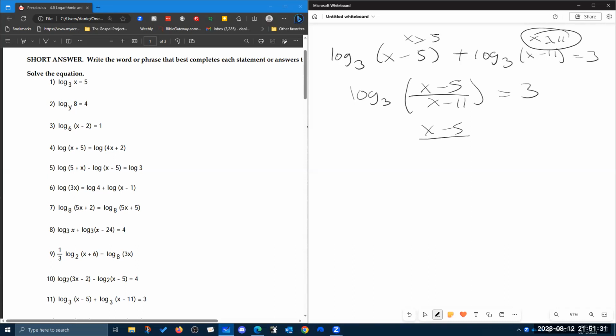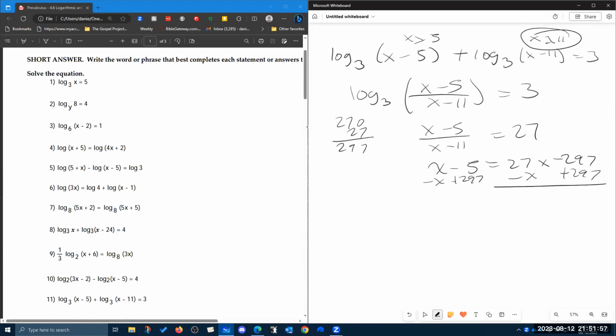X minus 5 over x minus 11 equals 3 to the 3rd, which is 27. X minus 5 equals 27x minus 297. Subtract x, add 297. 26x equals 292. X equals 292 divided by 26.